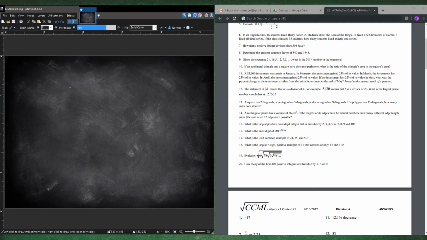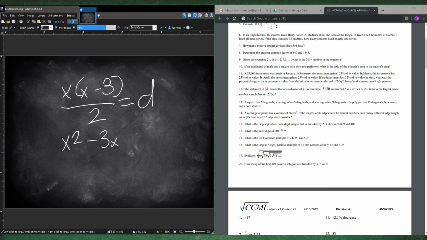But there is a good equation to find the diagonals of a polygon, which is calculated as, if the side length is x, then x times (x minus 3) divided by 2 is the number of diagonals. So you have 35 diagonals, right? So you have x squared minus 3x. So 2 times 35 is 70. So this side is 70.